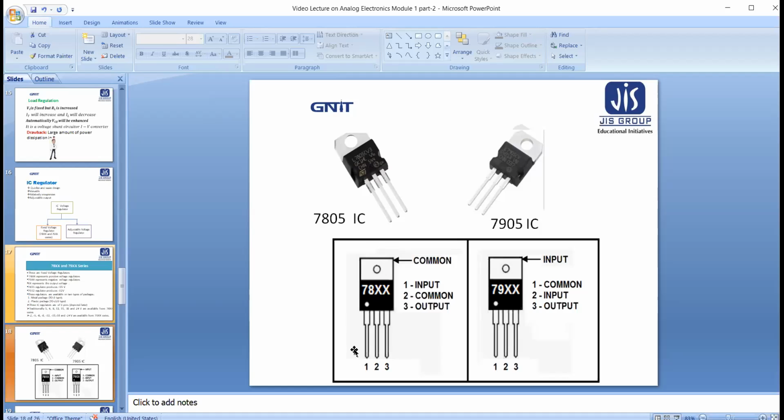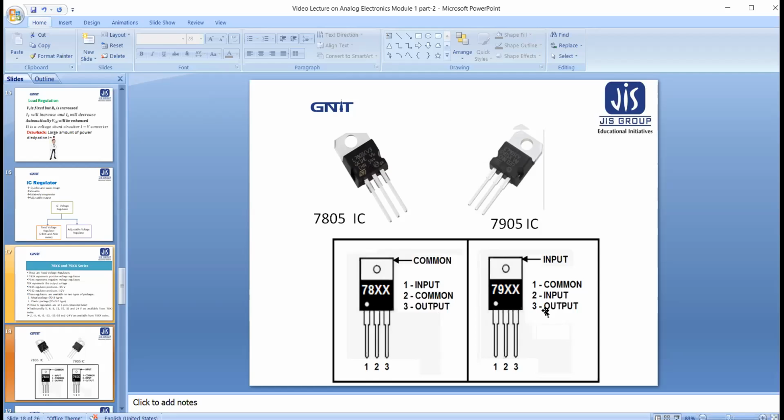Now, if we see the 7805, 78XX IC, we will see that there is a notch, and the connection pin in proximity to the notch is pin number 1. The middle portion is 2 and 3. So always remember, where there is a notch, the nearby terminal is called pin number 1. And for the 78 series, pin number 1 is input, the middle pin is the common, and the last pin is the output. This metal body is nothing but the common, internally connected to pin number 2.